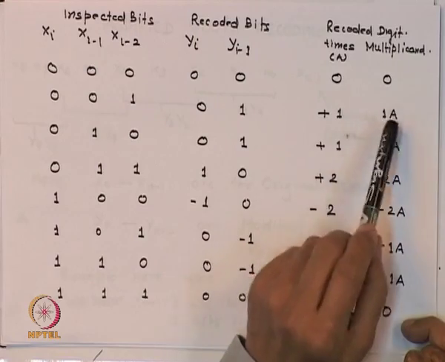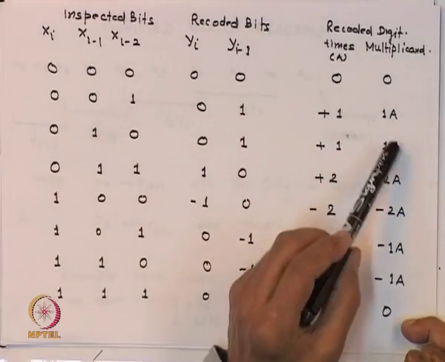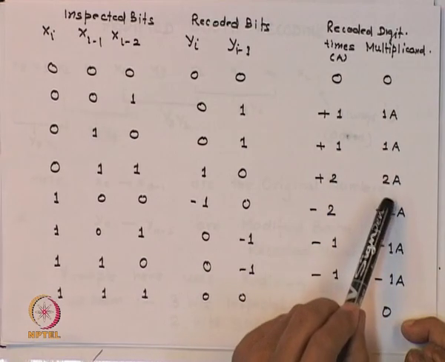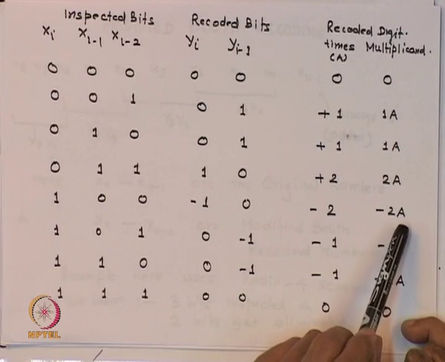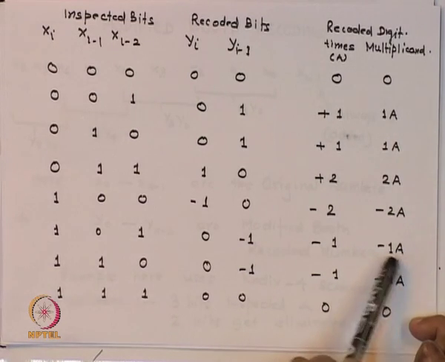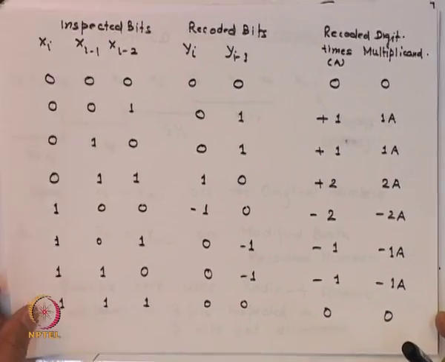This is whatever is the last: you add 1 times your multiplicand, 1 times multiplicand, 2 times multiplicand, then minus 2 times means actually subtract, minus 1 A times, minus 1 A times, 0 times. This is called the Booth encoding table. Now, if you look at the Booth encoding table in this expression, how do we get that?